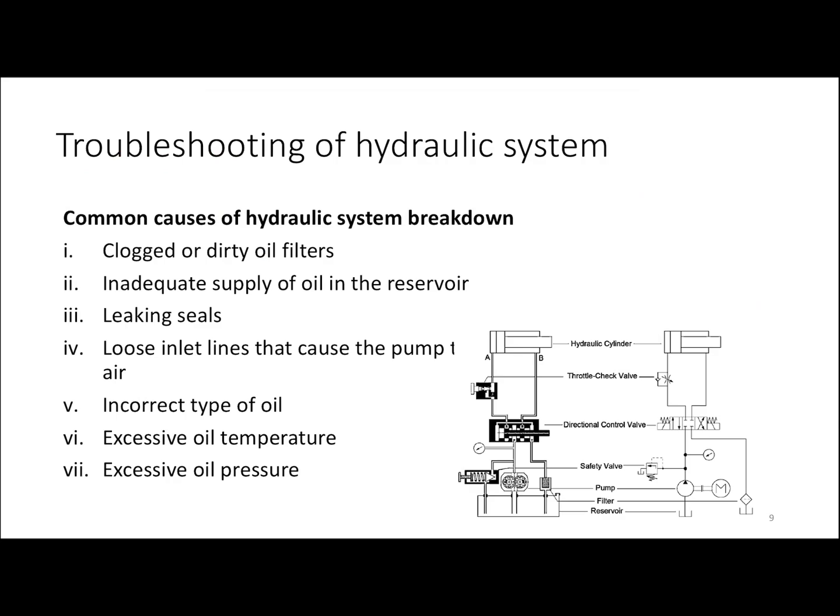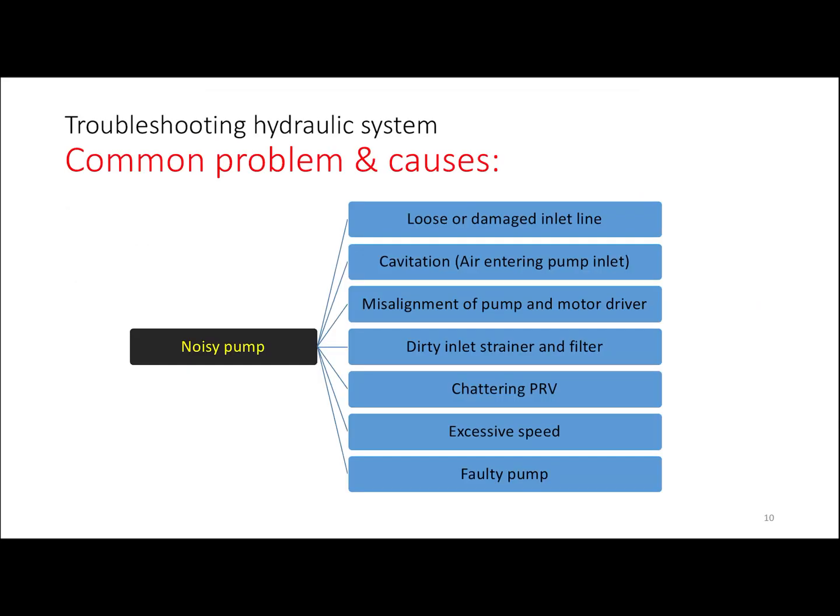So that's why three kinds of gauge are typically used in finding problems in a hydraulic system: pressure gauge, flow meter, and thermometer. Now, if the problem is because of a noisy pump, there are several possibilities that make the pump noisy. It can be because of a loose or damaged inlet line. It can be because of cavitation or air entering the pump inlet.